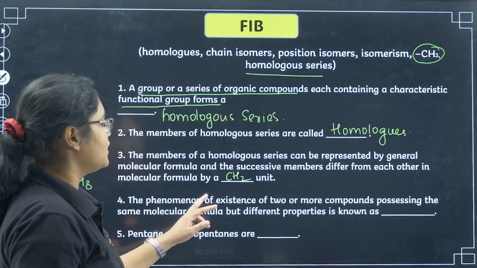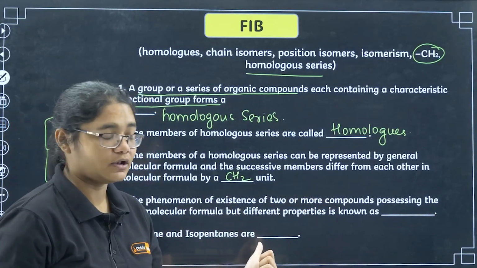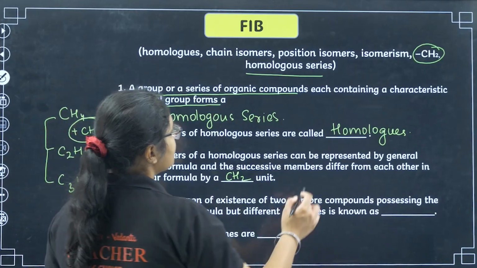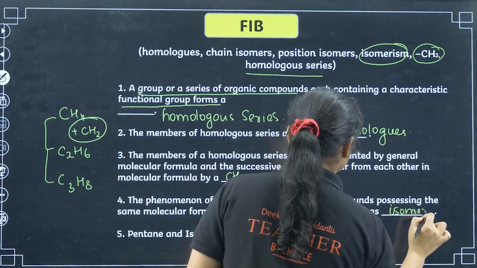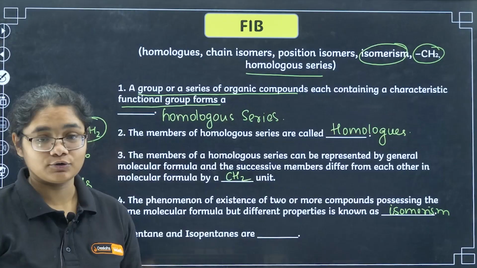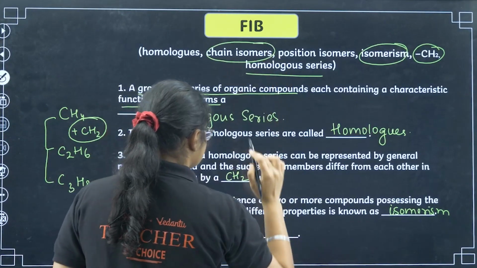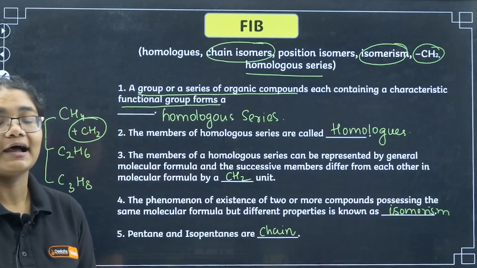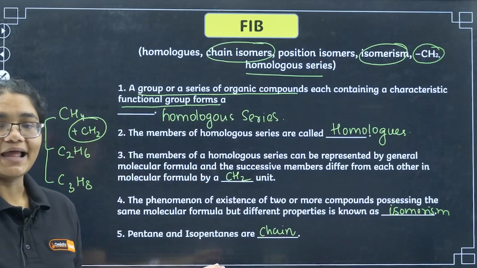Next, the phenomenon of existence of two or more compounds possessing the same molecular formula but different properties is known as isomerism. Right, then pentane and isopentane. So pentane and isopentane are your chain isomers because their structures have different chains. Okay, chain isomers. So these are the fill in the blanks answers.